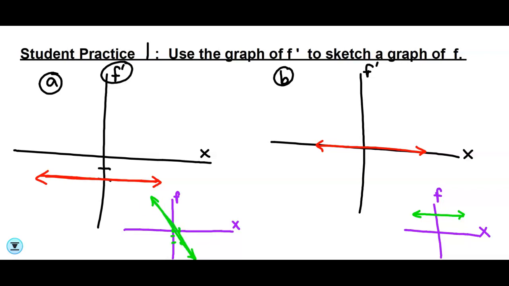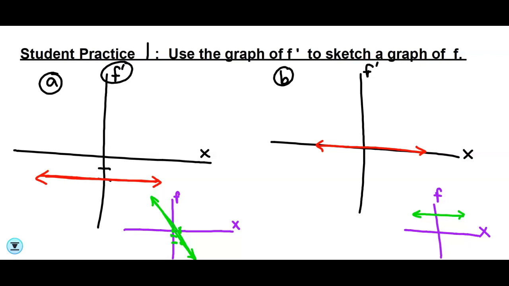Now I chose to be more specific and say, okay, well, since f prime is always -2, I went ahead and did my over 1 down 2 to get the steepness correct. But you didn't have to be that specific necessarily. But I'm doing that on purpose because there's some problems we'll be getting to a little bit later that doing so might be helpful. All right, let's go ahead and take a look at part B. Now, in part B, what do we know about f prime? Well, we know that it's constantly 0 because it's on the x-axis.